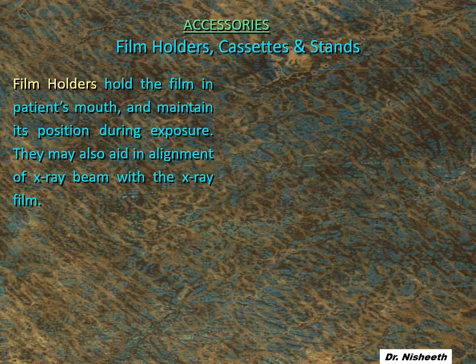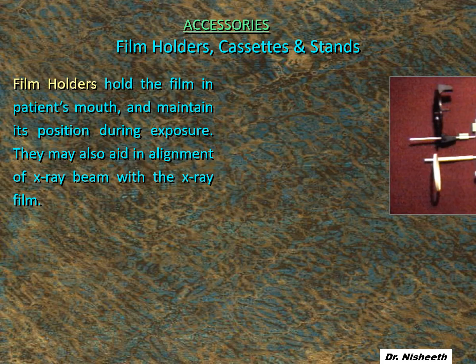Film holders are the devices which are held in the patient's mouth and maintain its position during exposure. You know that the X-ray film we cannot leave inside the mouth, it will fall. Either it has to be held with the finger or with some device. That device is called the film holder. The film holder is a device which helps in stabilizing the film inside the patient's mouth.